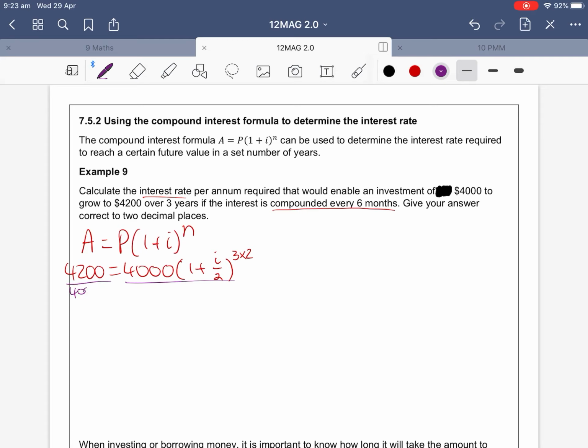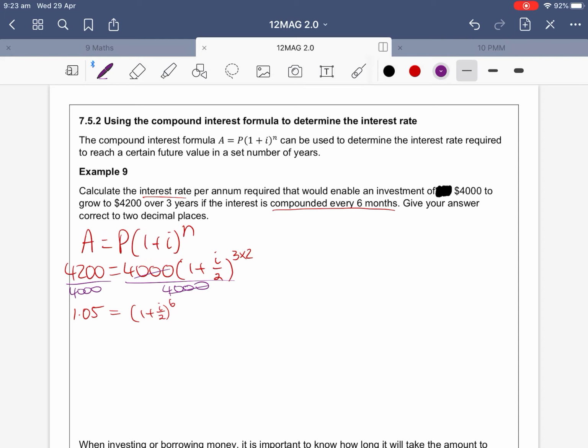So the first thing I'm going to do here is rearrange my equation by dividing both sides by 4,000. So that gets rid of the 4,000 on that side. And I end up with, on my left-hand side, 1.05 is equal to 1 plus i on 2, to the power of 6.